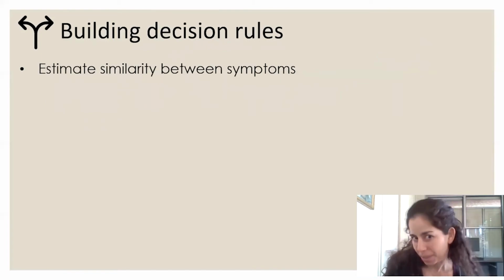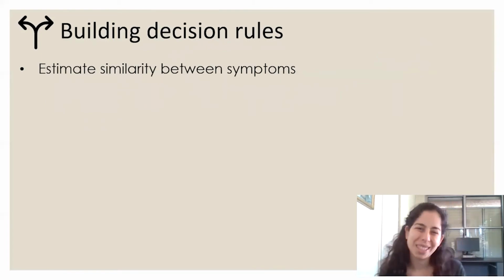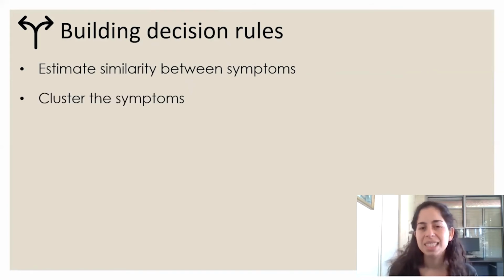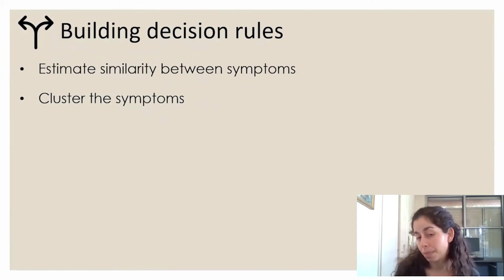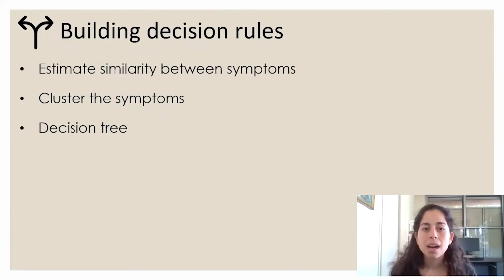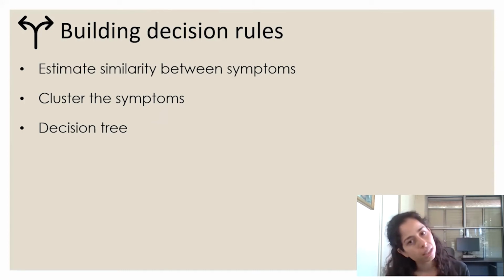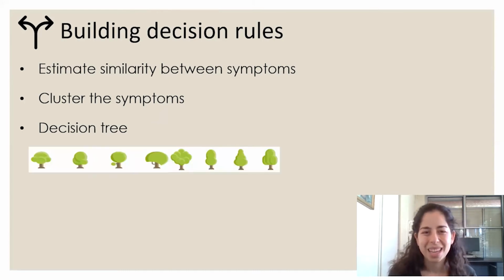Okay, so let's do a recap. Word Mover's Distance was used to estimate the similarity between symptoms. Then the symptoms were clustered using agglomerative clustering. The number of clusters was varied between 5 and the total number of symptoms. For each cluster size, a decision tree was created such that its attributes were whether a user mentioned one of the symptoms in the cluster or not.